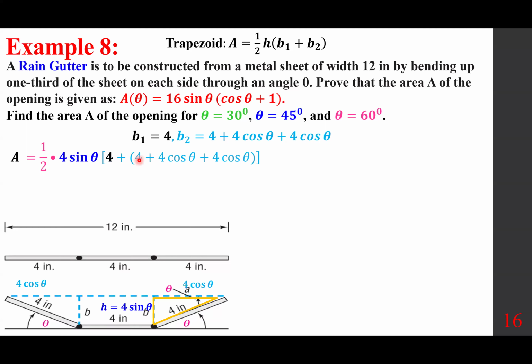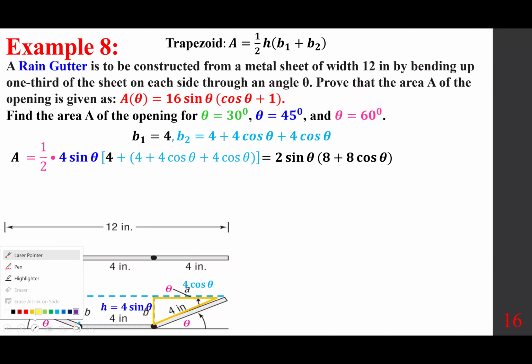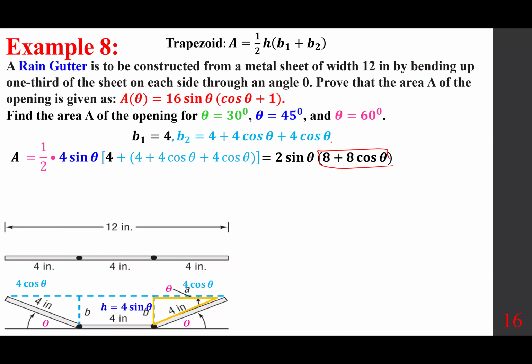4 and 4 is 8. 4 cosine and 4 cosine is 8 cosine theta. Half of 4 is 2. So we get 2 sine theta times 8 plus 8 cosine theta. In fact, I can take the 8 out here. 8 times 2 is 16, and that's the proof.